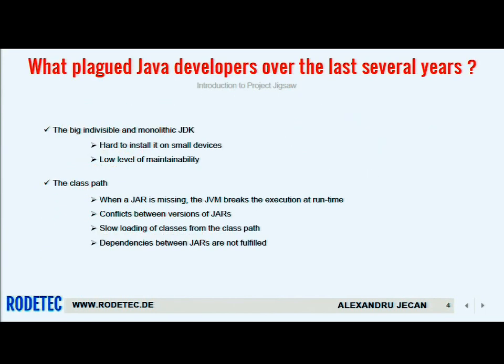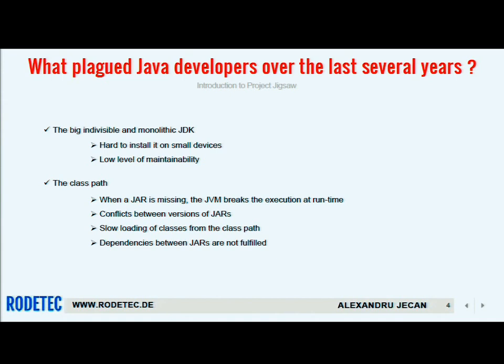And let's start. Let's see what has actually plagued Java developers over the last several years. There are many things, but two things are very important. First is the big, indivisible, monolithic JDK, and then the classpath. Regarding the JDK, it is very hard to install on small devices, and it has a low level of maintainability because there are lots of dependencies between classes. And if you want to change something, then you have to go to other places in your source code and also make a lot of changes.